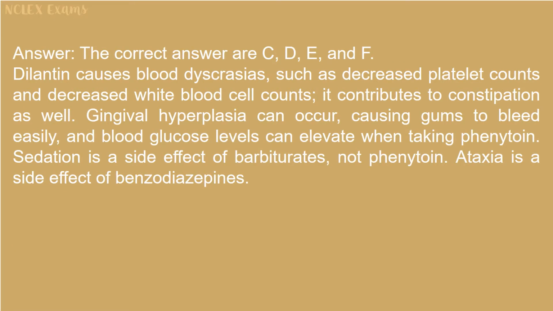Answer. The correct answers are C, D, E, and F. Dilantin causes blood dyscrasias, such as decreased platelet counts and decreased white blood cell counts. It contributes to constipation as well. Gingival hyperplasia can occur, causing gums to bleed easily, and blood glucose levels can elevate when taking phenytoin. Sedation is a side effect of barbiturates, not phenytoin. Ataxia is a side effect of benzodiazepines.